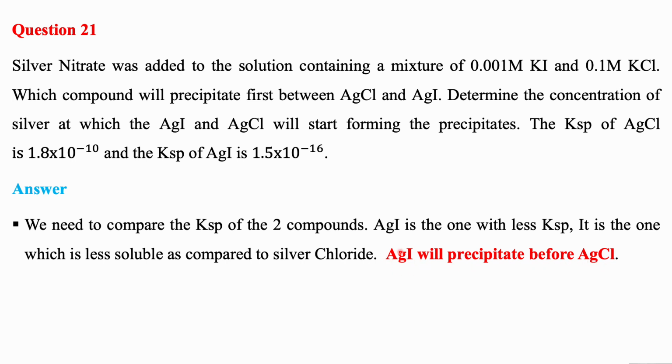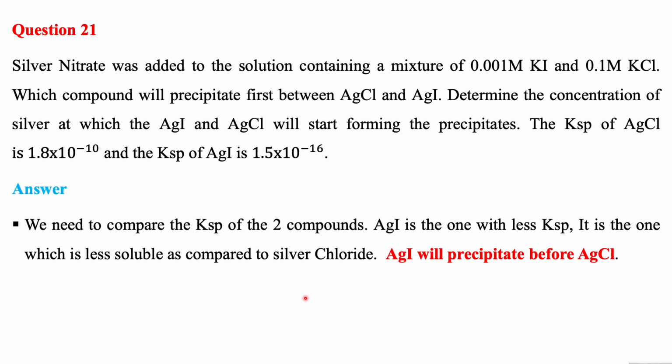So silver iodide is the one which will precipitate before silver chloride, just because it has the smaller Ksp. It is less soluble as compared to silver chloride. So it is the one which will precipitate before the silver chloride.